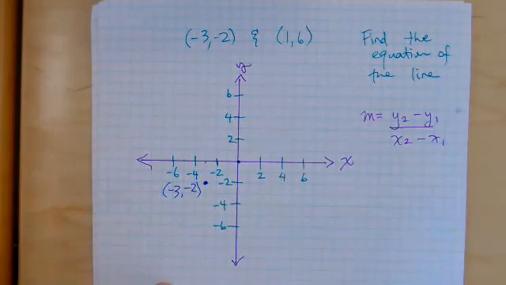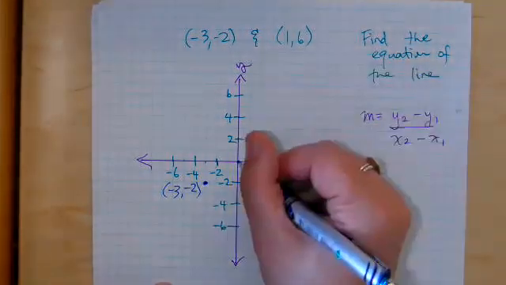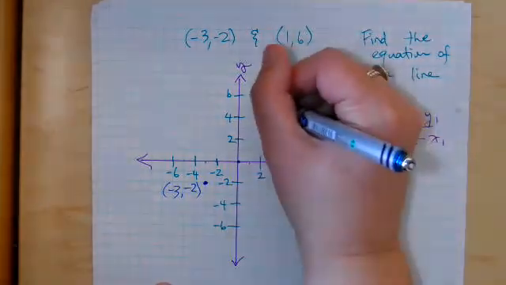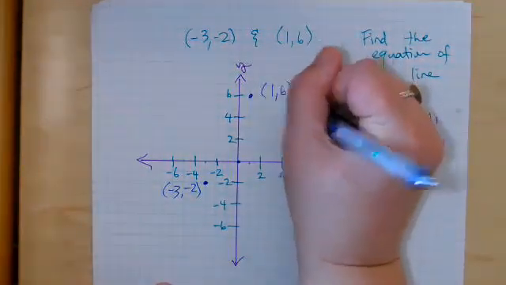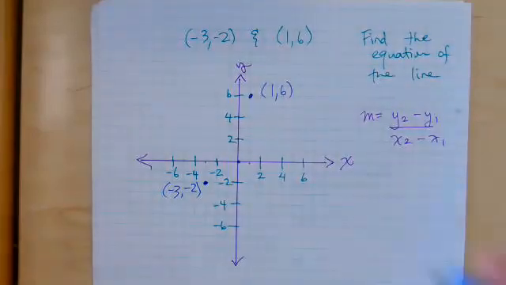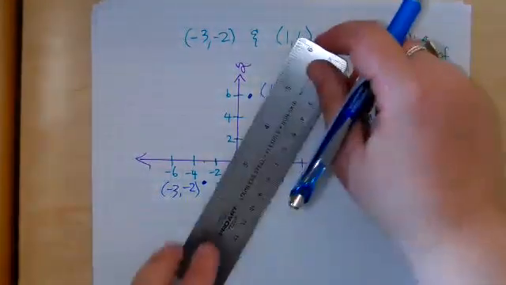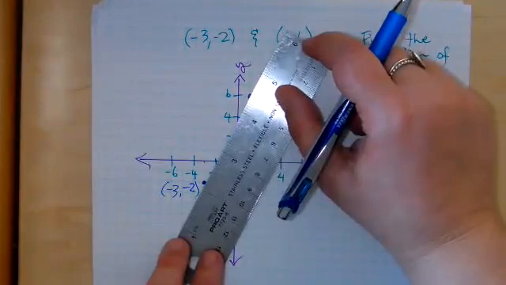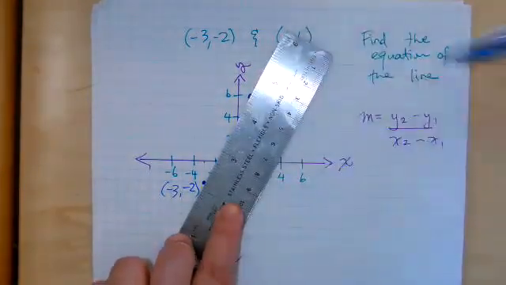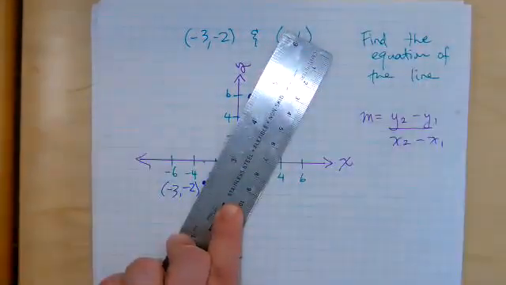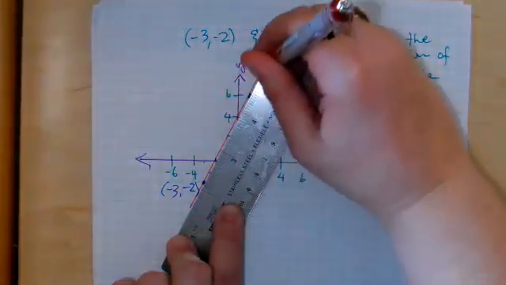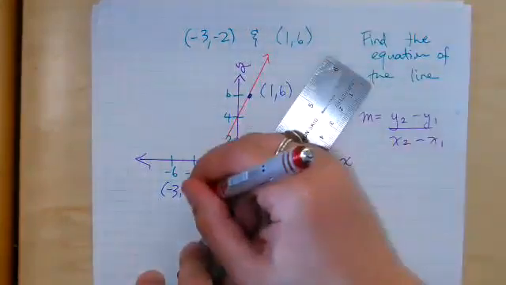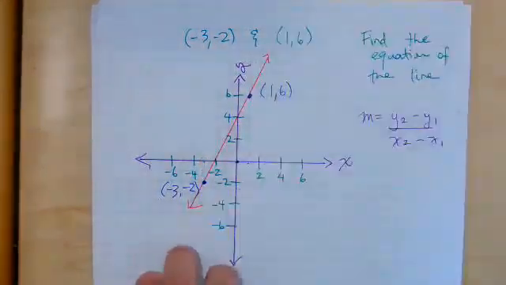And then if I want to plot the other point, that's 1, 6. I'm going to go over to 1, up to 6. Here's this point, 1, 6. I just plotted and labeled those points. So now I can connect the points, and we can see that this is going to be the line. But we want to actually find the equation of the line.